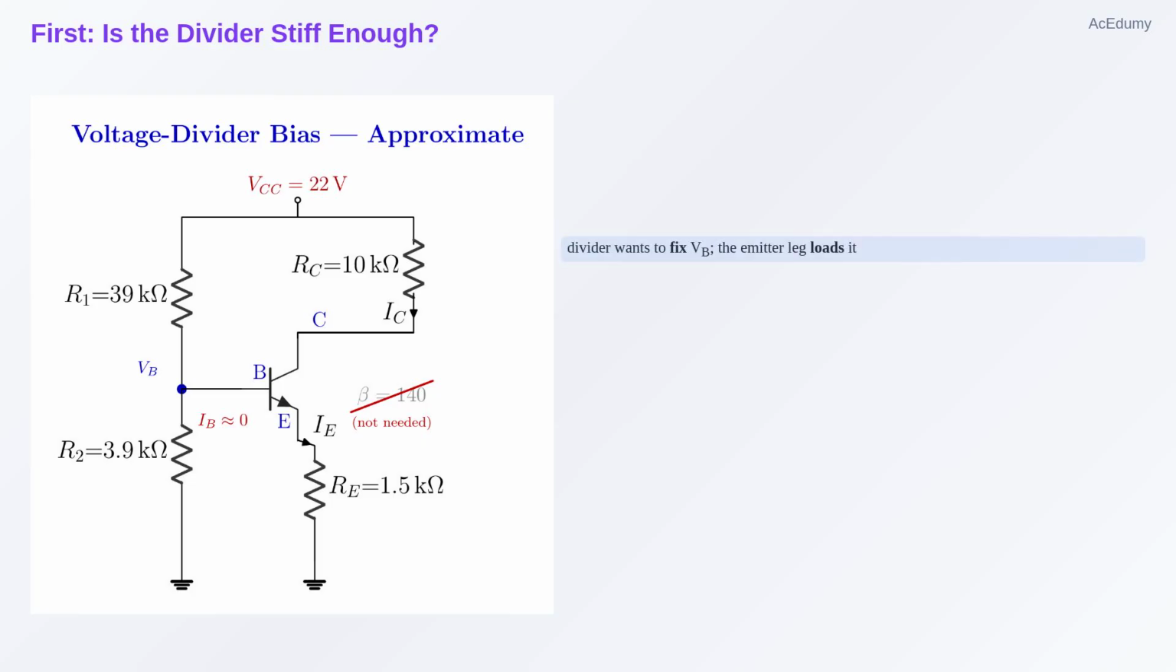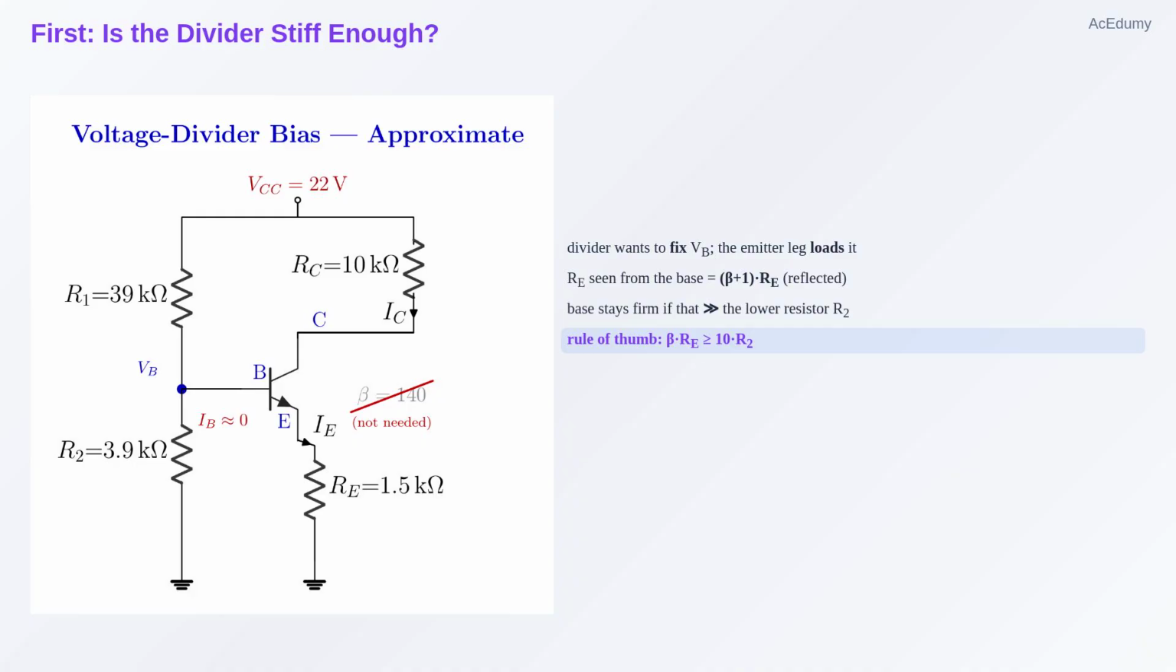Think about what holds the base voltage. The divider tries to fix it at one value. The transistor leg, pulling current through the emitter, tries to load it down. The emitter resistor, seen from the base, looks like beta plus 1 times R_E, the reflected resistance we met last time. The base node stays firm only if that reflected resistance is much bigger than the lower divider resistor R2. The standard rule of thumb: beta times R_E should be at least 10 times R2.